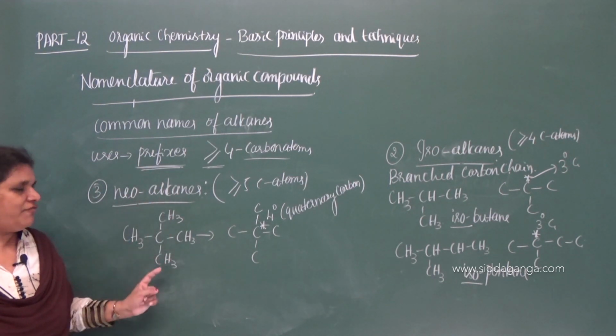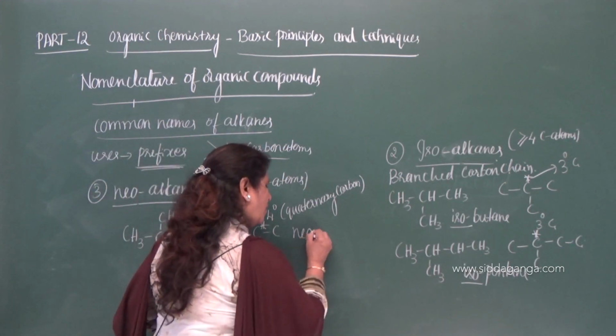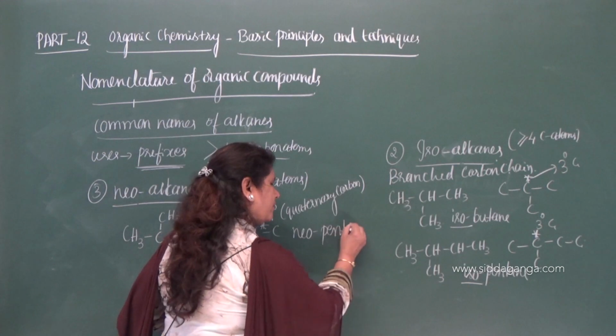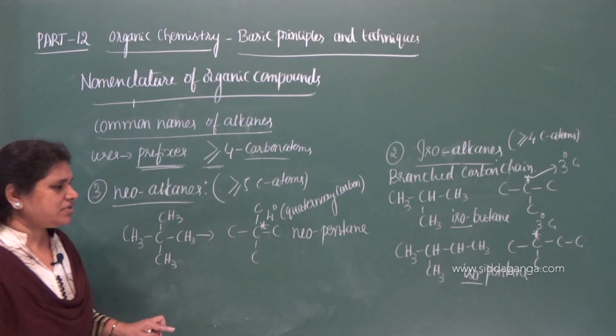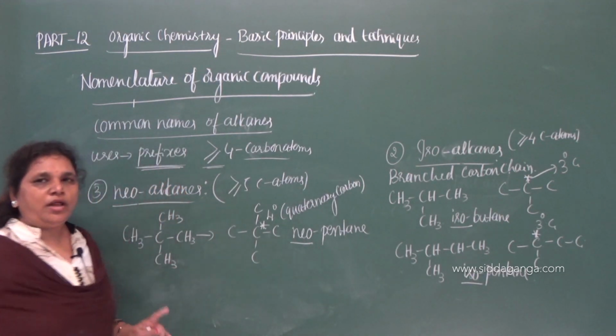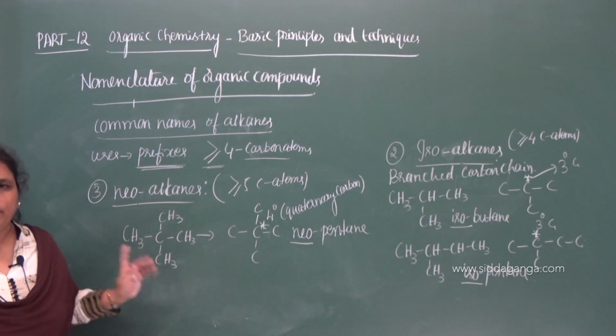What is the common name for this? Pentane. But we are using here neopentane. Neopentane. Why is it neopentane? Because it contains one quaternary carbon in a branched chain of carbon atoms.